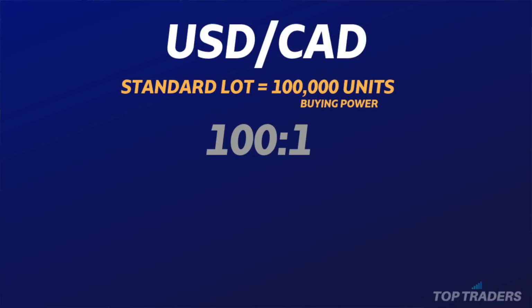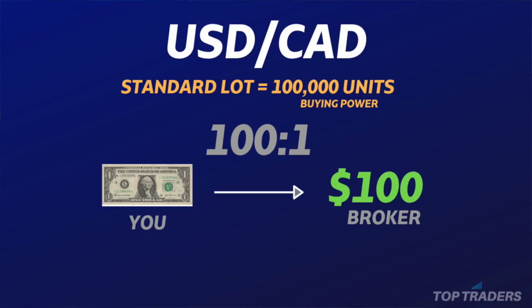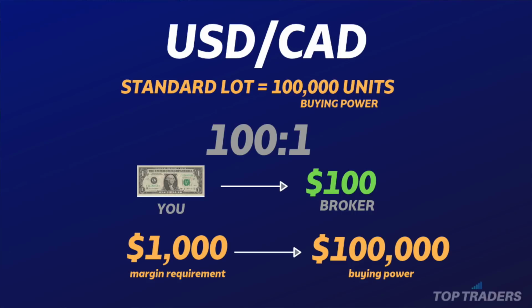Boom, if I have 100-to-1 leverage, the broker's like, okay, look, you want 100,000 of my dollars? Well, look, the deal is for every $100 I give you, you have to give me $1. And so that means in total, every time I do that, it's going to lead all the way up into $1,000 that I have to have in my account. That's going to be my margin requirement. And that $1,000 is going to give me $100,000 of buying power. Boom. So that's margin requirement.